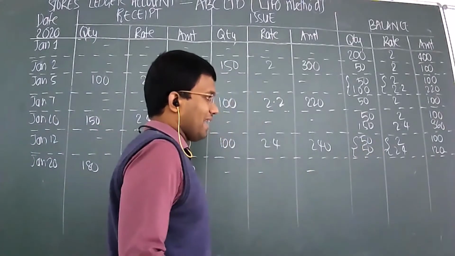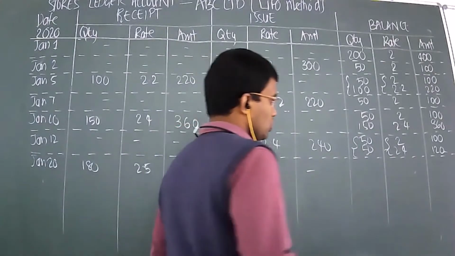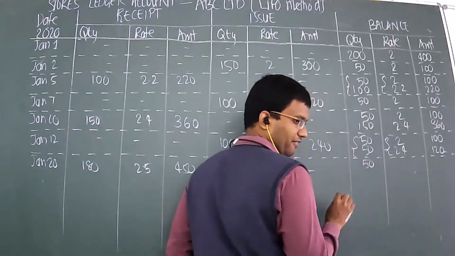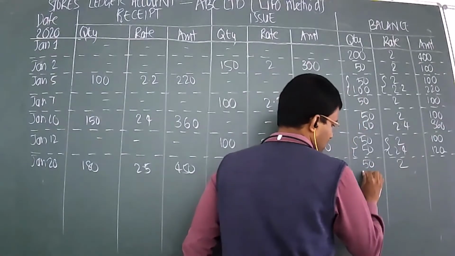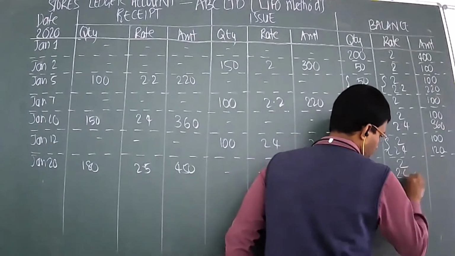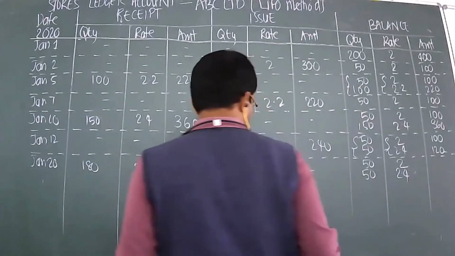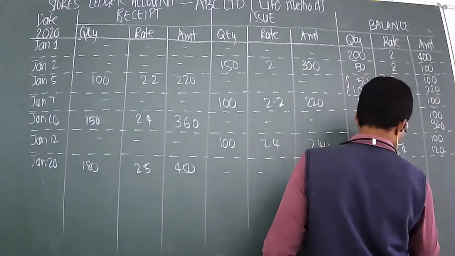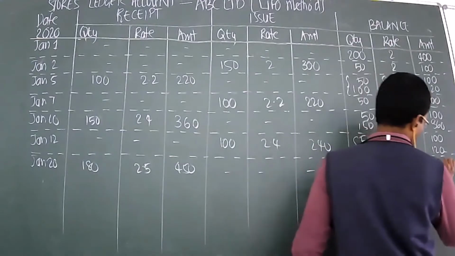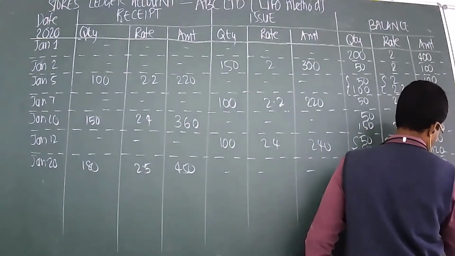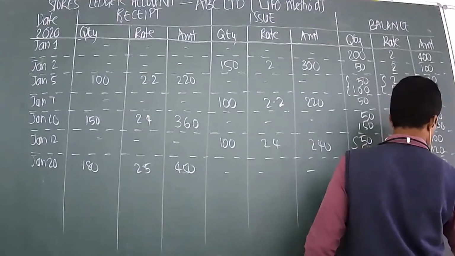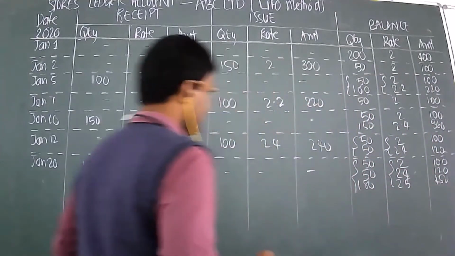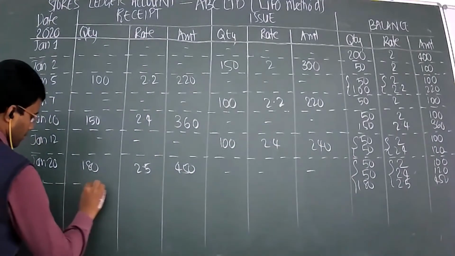Now let's record the balance. What is very interesting here is that you have one batch of 50 that you bought at 2, a second batch of 50 at 2.4, and you just bought a recent 180 that was bought at 2.5. Now let's record the details. So that's the balance that you have as of now.